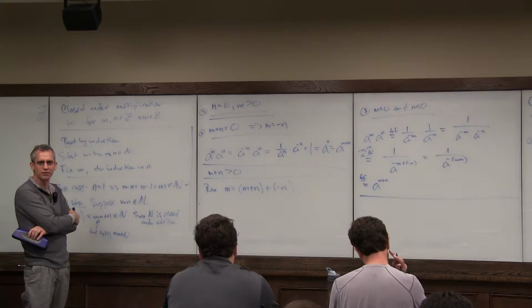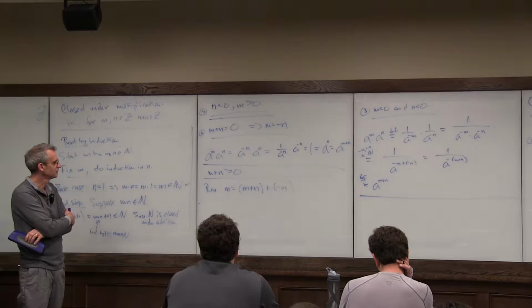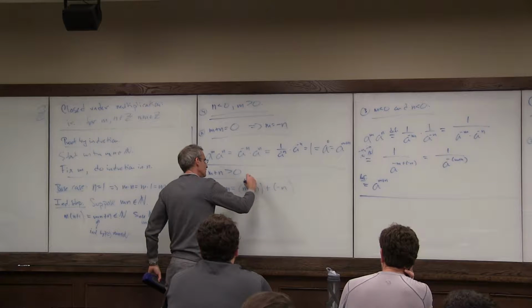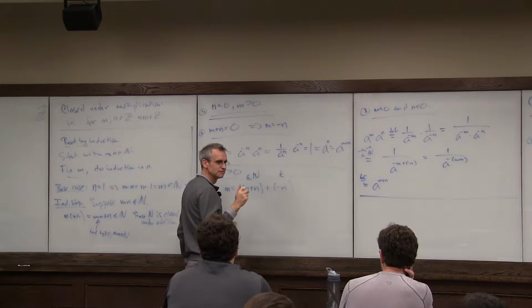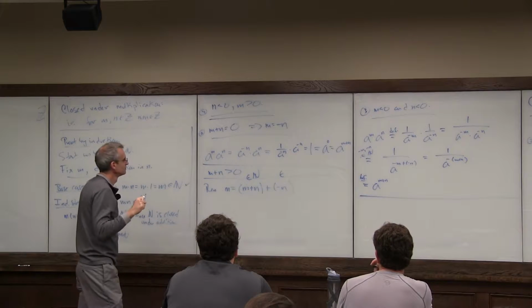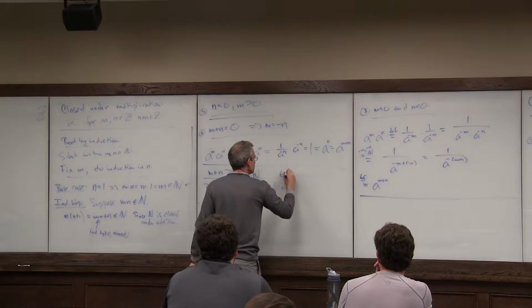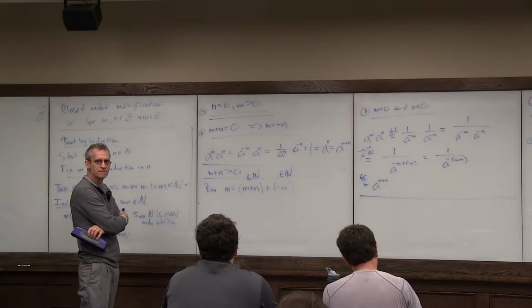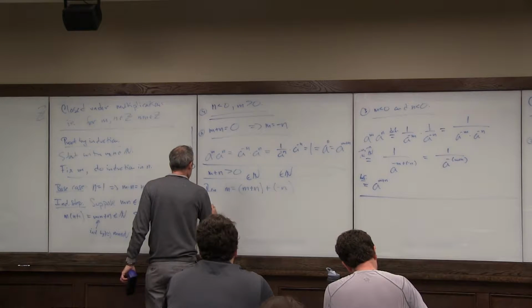Why is this helpful? Because m plus n is in the naturals, and n is in the naturals. So it's a natural number plus a natural number. Yep. Why is this useful? Well, let's try it.